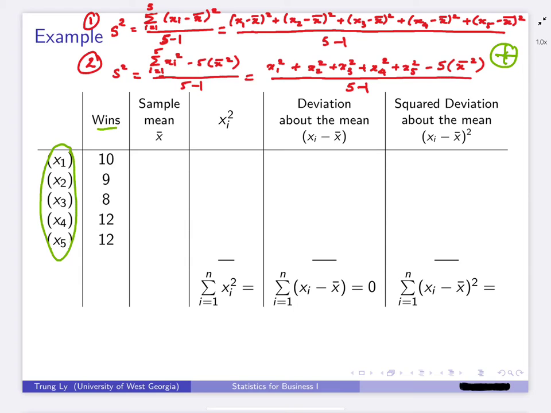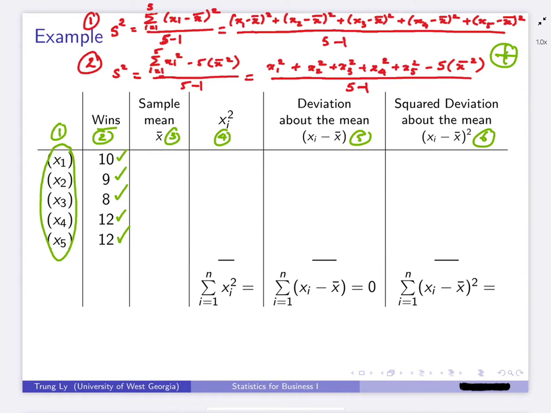Okay. Let's start by labeling these columns. So we have column 1, 2, 3, 4, 5, and 6. Now column 2 basically gives us the values of the 5 observations in the data set. So we have the first observation being 10, the second observation is 9, the third observation is 8, and so on and so forth.